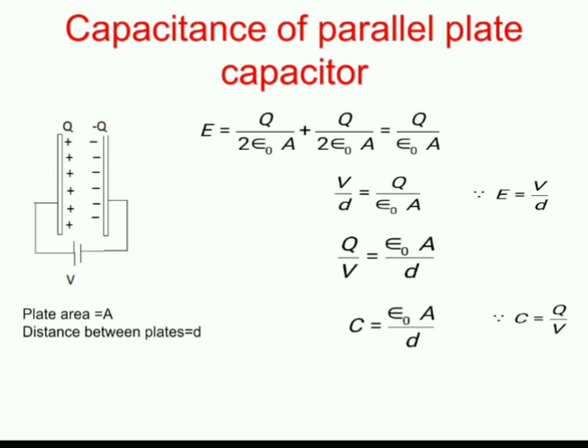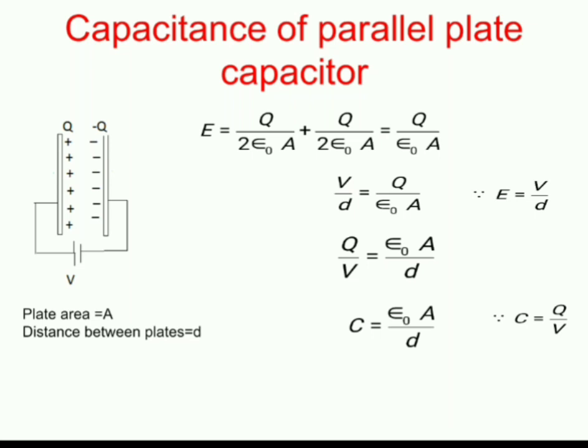Then write it as V by d is Q by epsilon naught A, or Q by V is epsilon naught A by d. From here we have got the capacitance as epsilon naught A divided by d. And here again you can clearly see capacitance is directly proportional to the surface area of the plate and inversely related to the distance between the plates. So if you decrease the distance, capacitance will increase.